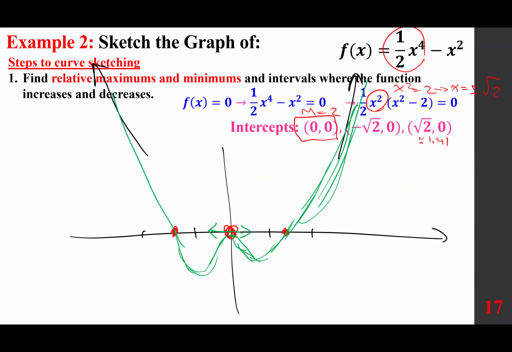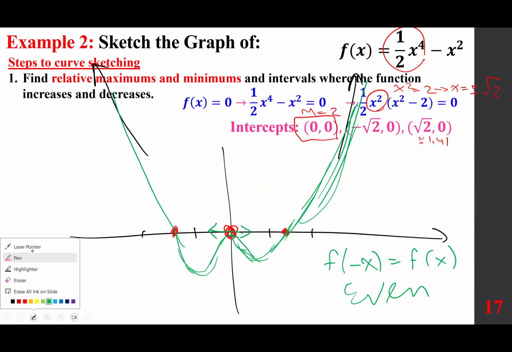And also what helps is that if you plug in minus x, you get f of x, and that means it's an even function. And that means the right side and the left side are the same because it must be symmetric with respect to the y-axis. So having said that, we are done using pre-calculus, and it looks pretty good, but we are going to add calculus to make it more precise, everybody. So let's go with calculus.